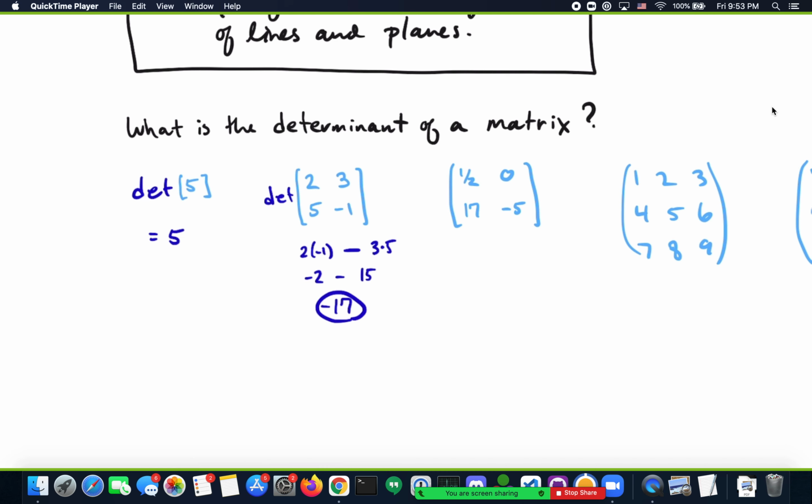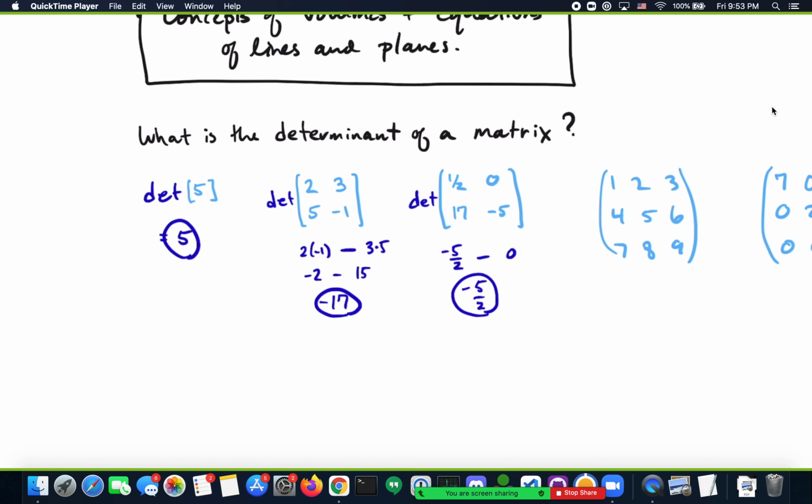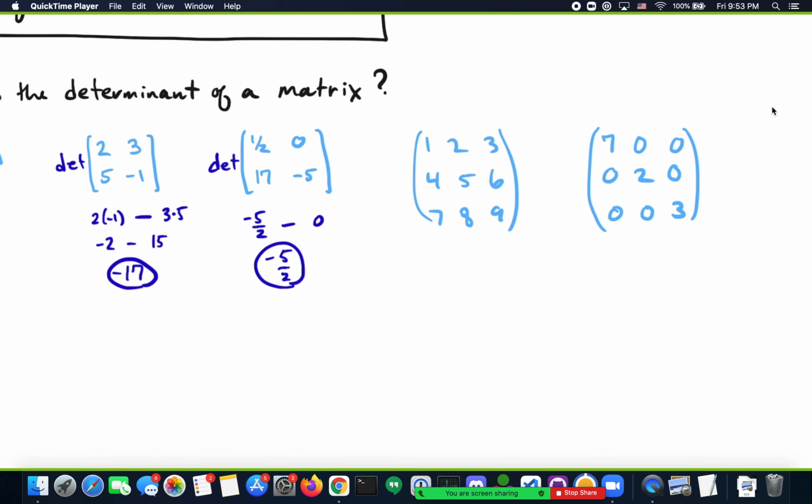And now what about the determinant of this matrix? What's it equal to? It should be a number, so it's multiply these minus multiply these. So I get negative 5 halves minus 0. 0 times 17 is 0. So the determinant here is negative 5 halves. The determinant here was 5. Now a 3 by 3. How do we do 3 by 3 matrices?